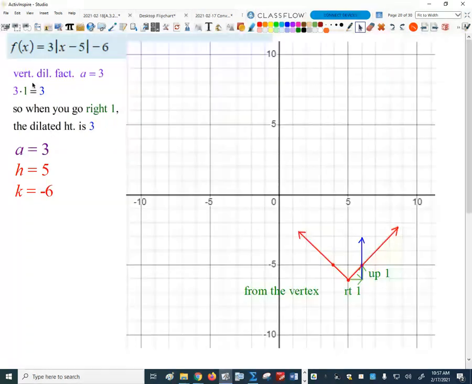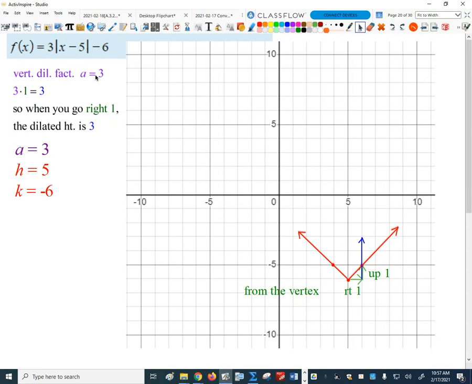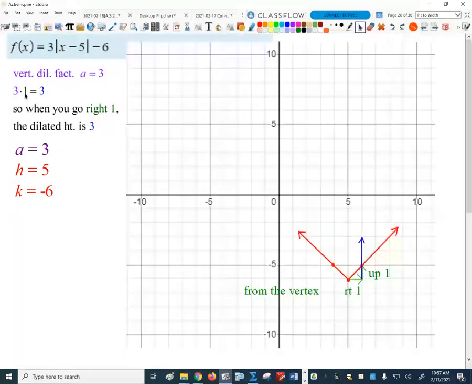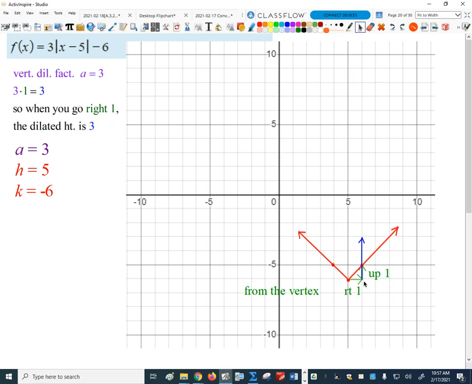in this case. How come? Because what does the vertical dilation factor do? It multiplies by the normal parent height. Well, normally when we went 1 to the right, we went up by 1. I multiply that by the vertical dilation factor to find out how far my stretched height is going to be, my dilated height. So A times 1, 3 times 1 is 3. So instead of going 1 to the right and up 1, I'm going 1 to the right and up 3. Everybody get that? Okay. So then I've got to take this function and stretch it up like so. That's pretty tricky, huh?